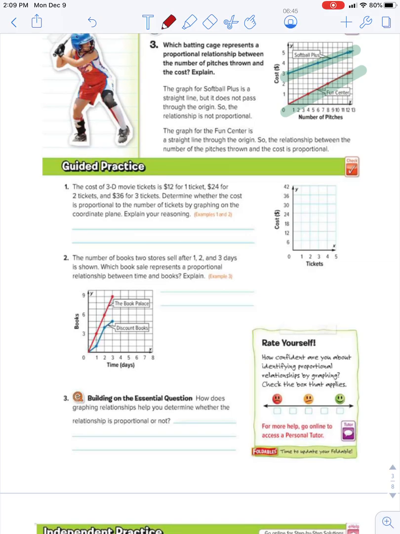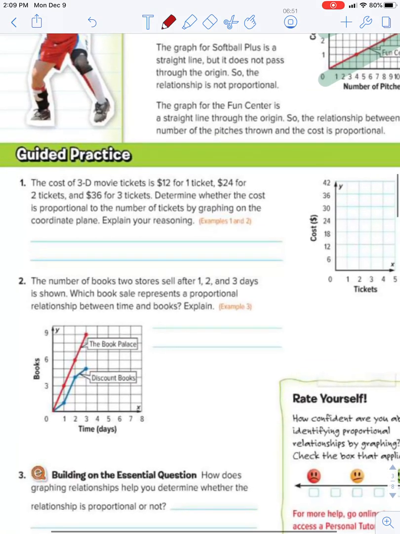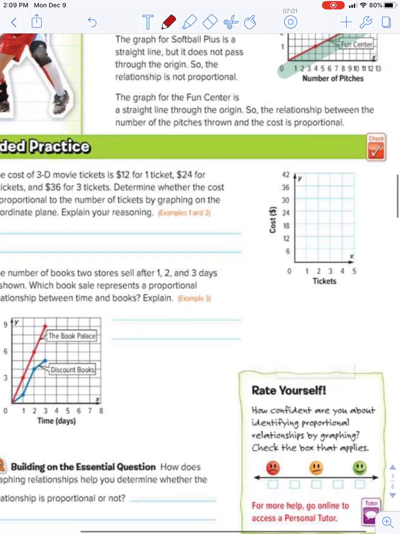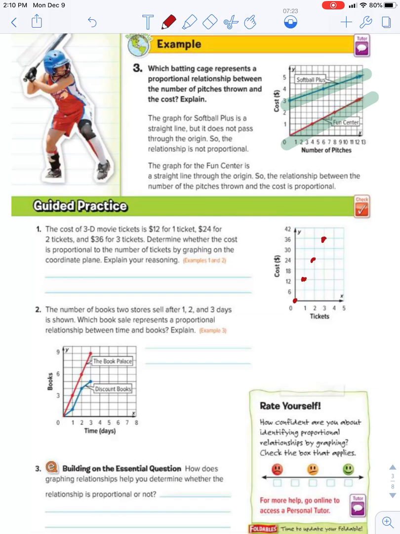So let's take a look at number 1. The cost of a 3D movie is $12 for 1 ticket, $24 for 2 tickets, and $36 for 3. Determine whether the cost is proportional to the number of tickets by graphing on the coordinate plane and explain your reasoning. So we can say 1 ticket is 12, so we're graphing at 1, 12. 2 tickets were $24, 2, 24. And then 3 tickets were $36. Let me make these a little better. And then obviously if we bought no tickets, 0, we would not spend any money.